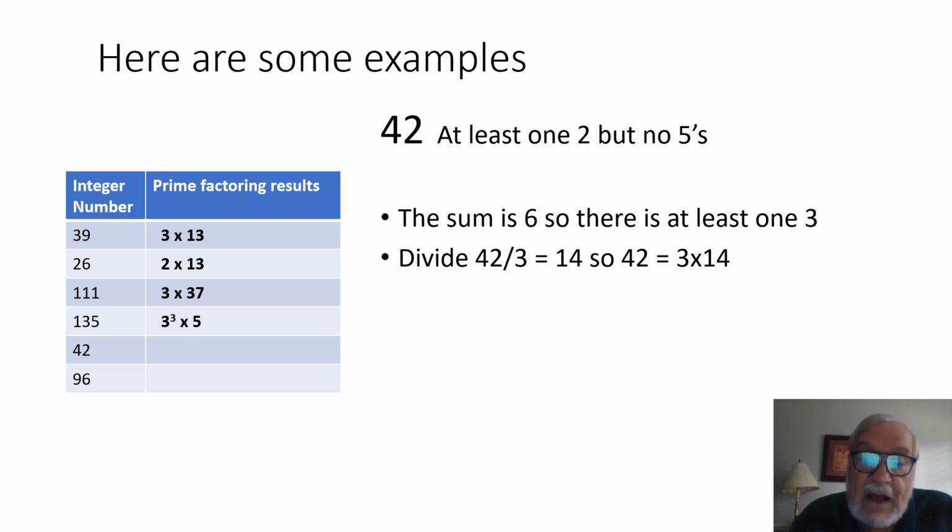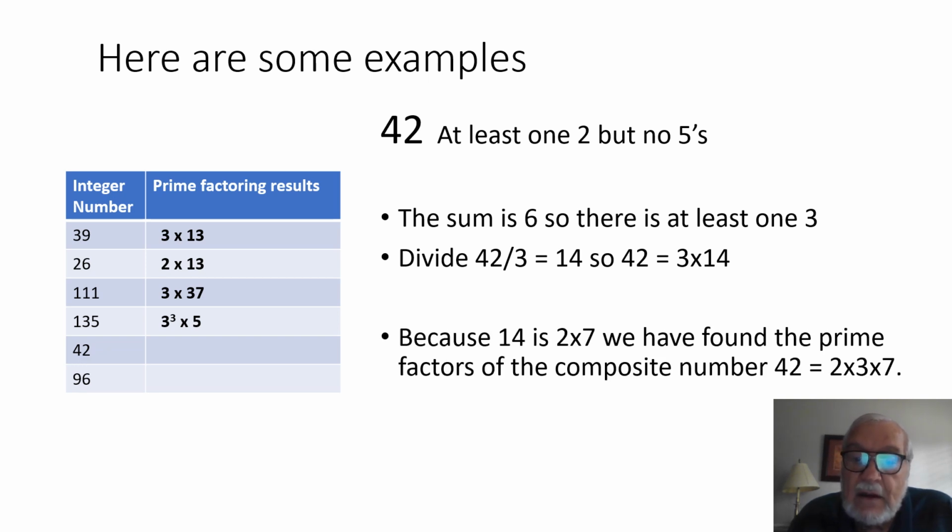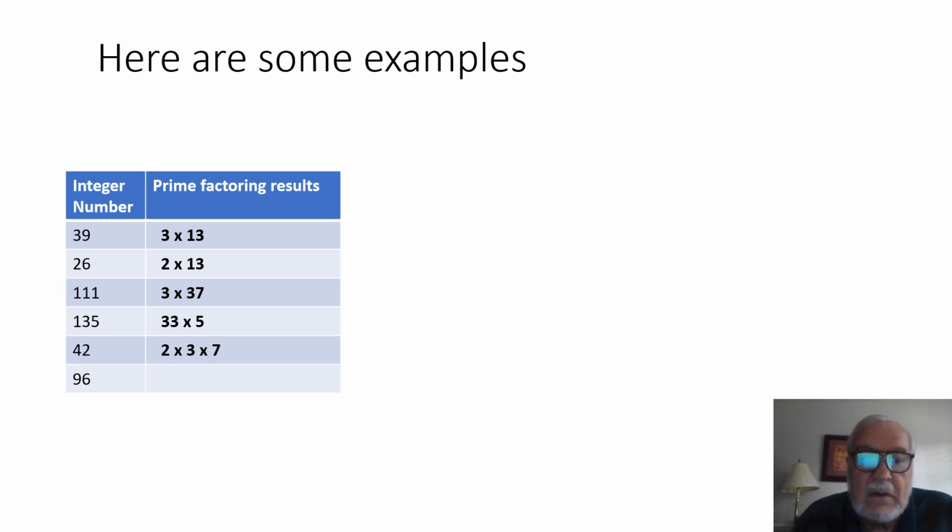All right, when you divide 3 into 42, you're going to get 14, and you should recognize 14 as a composite number also. So if it is 3 times 14, then because 14 is 2 times 7, the factors of 42 are 2 times 3 times 7, and you may already know that 6 times 7 is 42. Right? Now, let's look at 96.